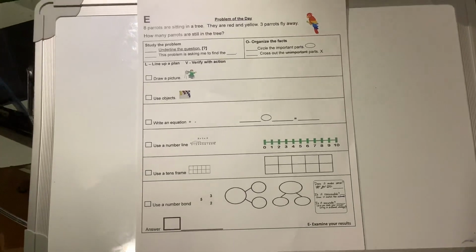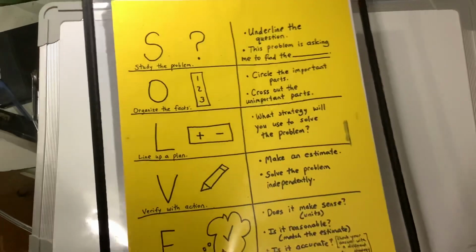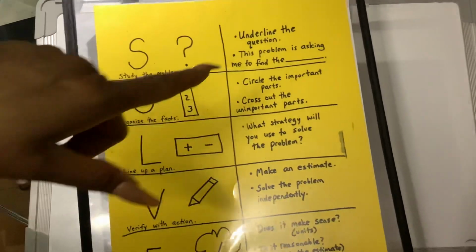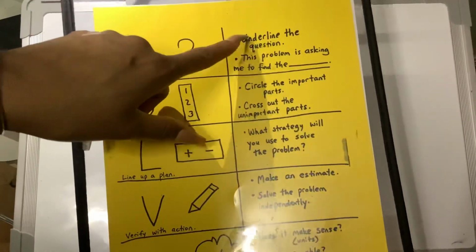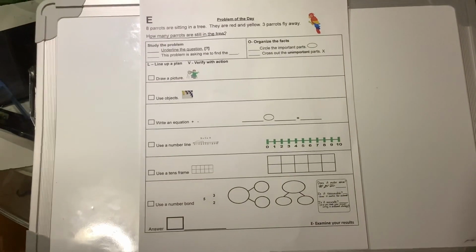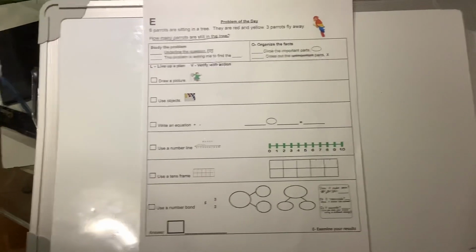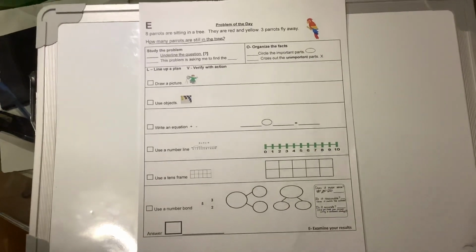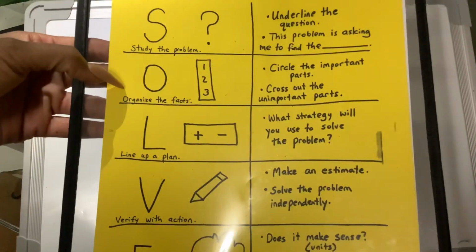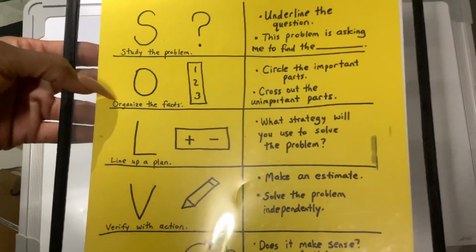We use the solve method when we're solving our POD, and we have to underline the question, then think about what the problem is asking us to find. And the question is, how many parrots are still in the tree? And the problem is asking us to find the amount or the number of parrots that are still in the tree. Check and check. Then we circle the important parts and cross out the unimportant parts.